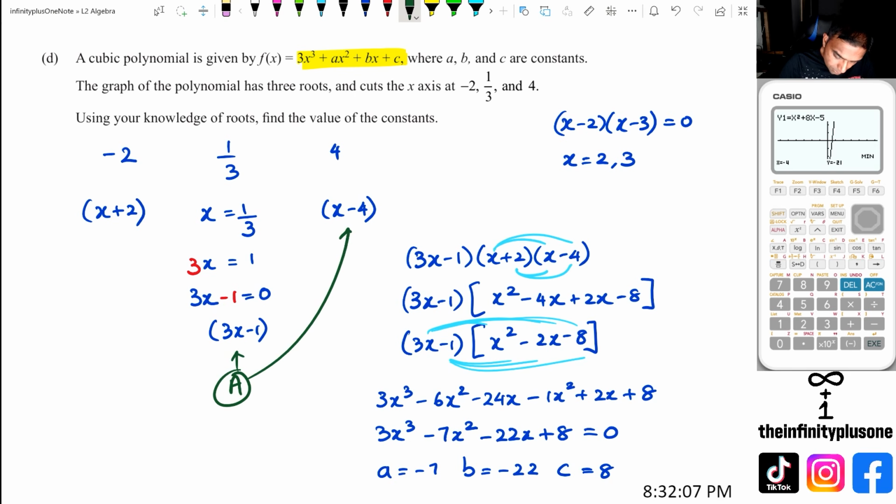So you've got to get all three to get the Achieved. And then finding A, B, C gets you a Merit.